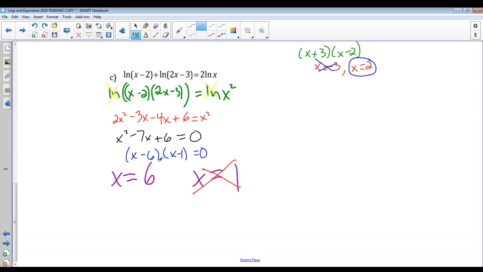I end up with some extraneous solutions, some undefined values, I guess I should say. Log of 1 minus 2 is a log of -1, which we can't have happen. Okay, so take another close look at that if you need to. Ask me for help if you need to. I'm going to move on to the next strategy.